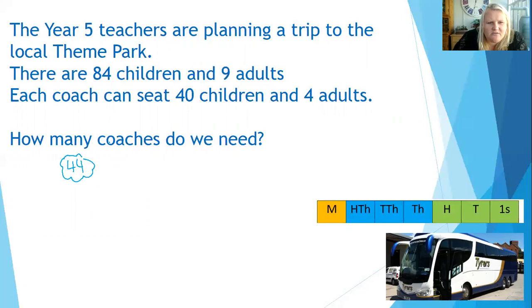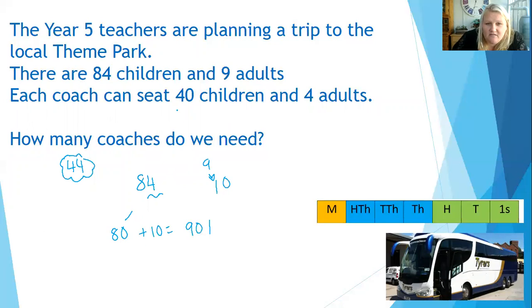Let's just look at it through. So if I round that to the nearest 10 and followed the rules, I'd round that down to 80. If I round the adults up to the nearest 10, I'd round that up to 10. That would give me 80 plus 10, which would give me 90.